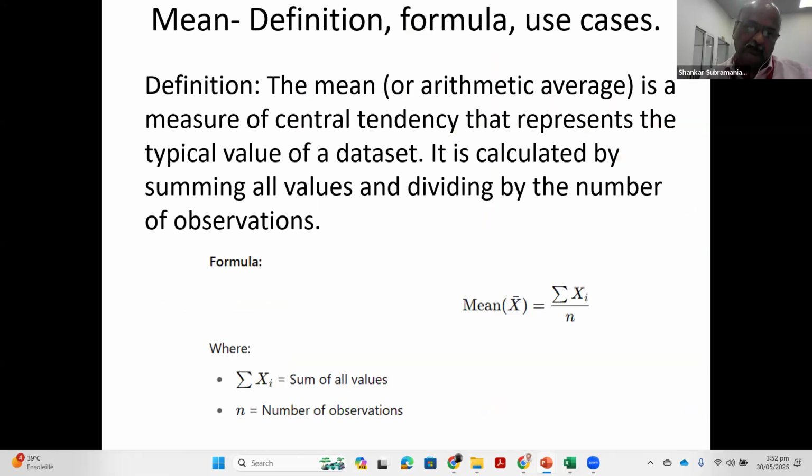Typically, when you look at the mean, the mean or arithmetic average is the measure of central tendency that represents the typical value of the data set. It's calculated by summing all the values and dividing by the number of observations. So that's a simple thing. When you do it in Excel, you type equals AVERAGE, mark the column of values or the row, whichever you want to classify, and that's it. It gives you the value.